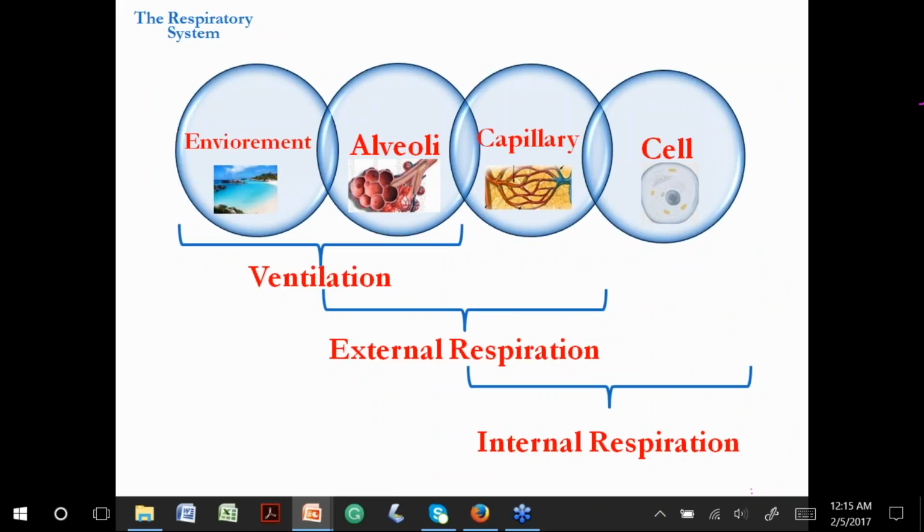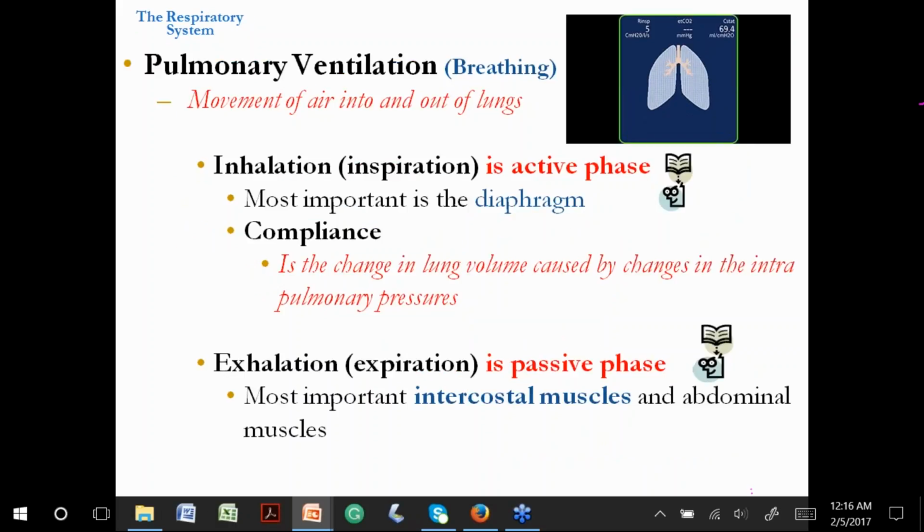I have a small cartoon that I just made. We have the environment, alveoli, capillary, and the cell. From the environment they go to the alveoli, from the alveoli to the capillary, and from the capillary to the cell. From environment to alveoli is ventilation, alveoli to capillary is external respiration, and capillary to cell is internal respiration. That is the summary.